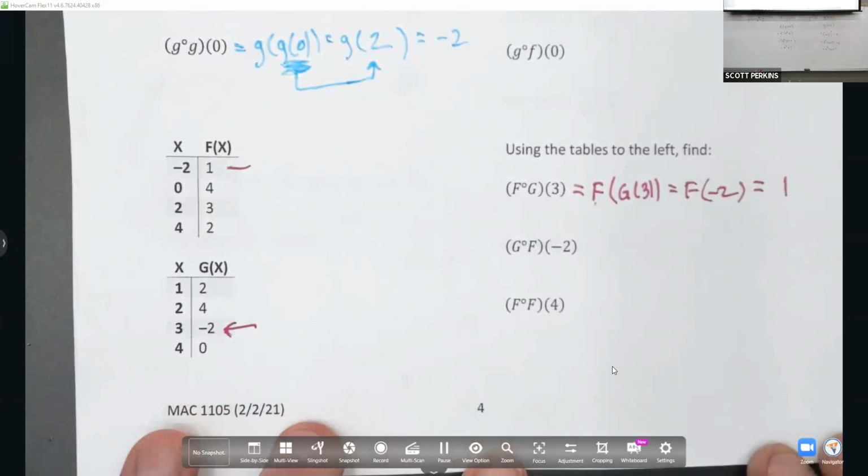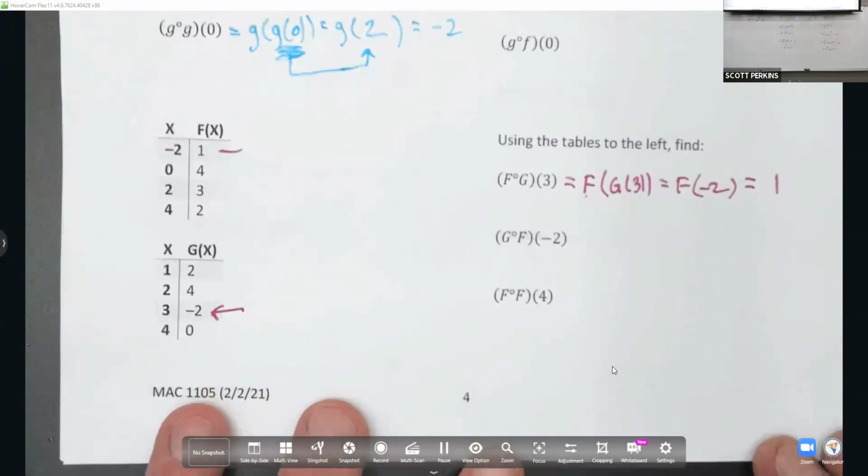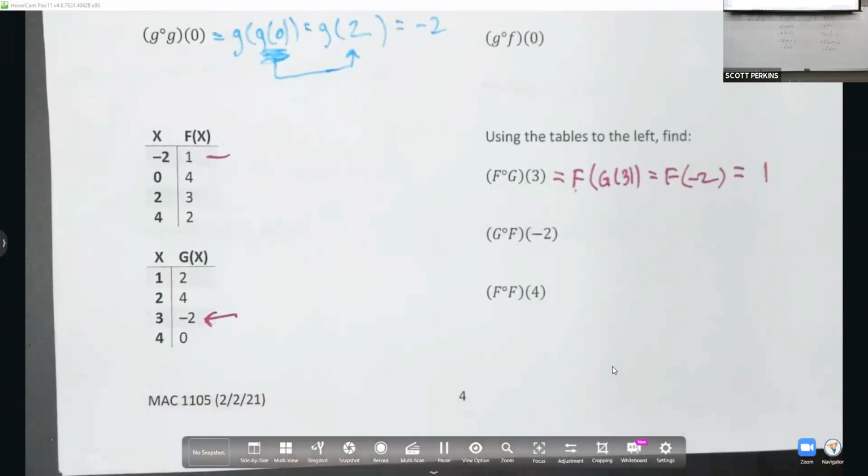So last problem for the day, if you would reverse it and do the next one, g composed with f of -2. And then before you pack up, I just have a couple things I want to mention to you, and then you're out of here.